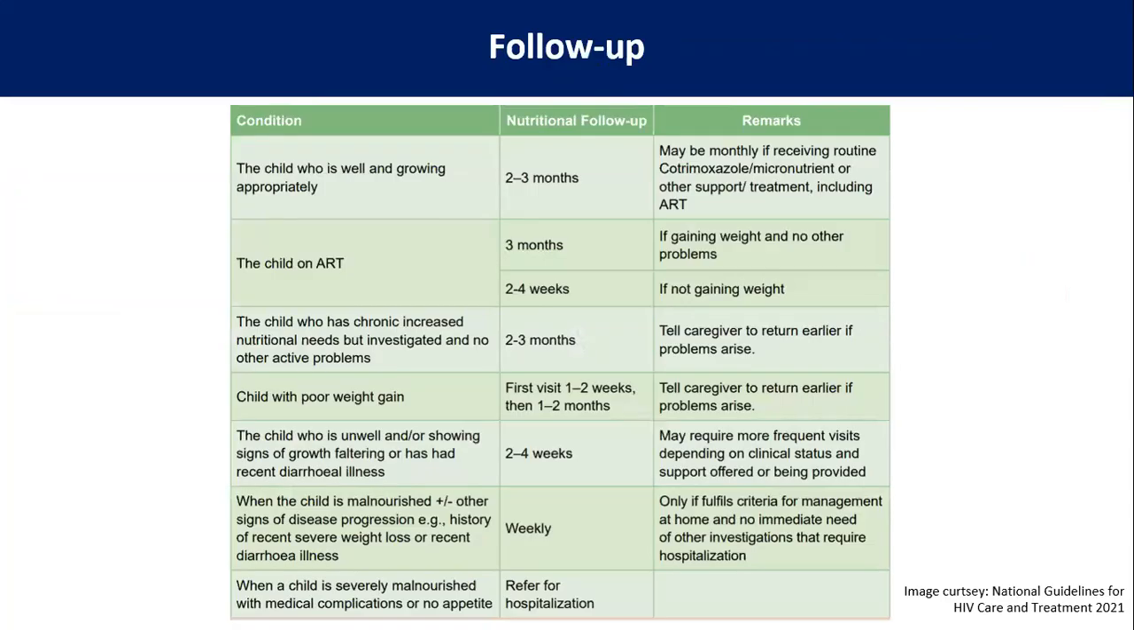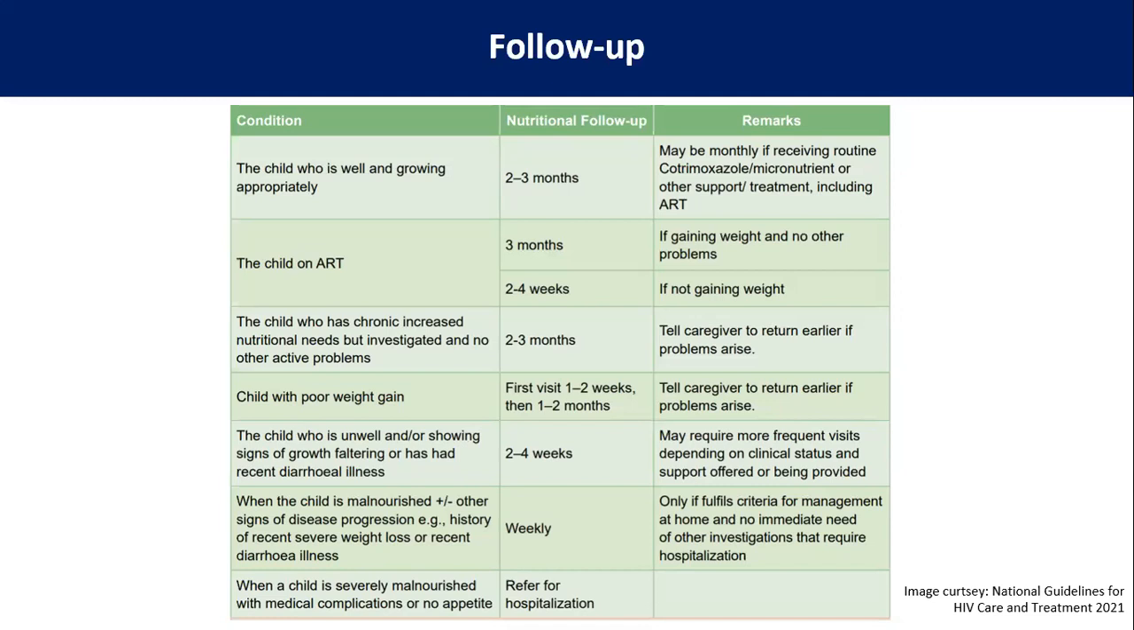Now, once we assess the patient, categorize the patient, and intervene with the adequate nutritional intervention, we need to follow them up regularly. The child who is well and growing appropriately, we need to follow up at least every 2 to 3 months. And we should continue cotrimoxazole, micronutrients, and other supplements if necessary.